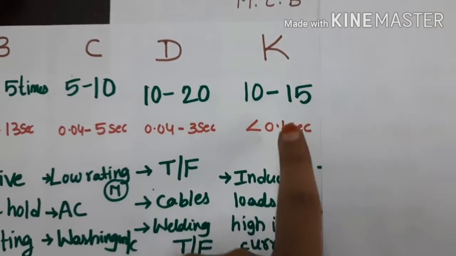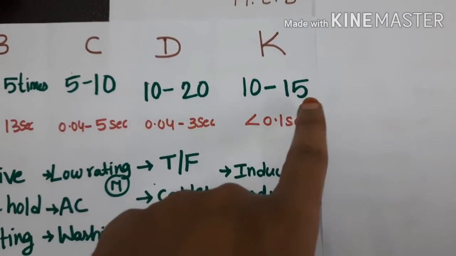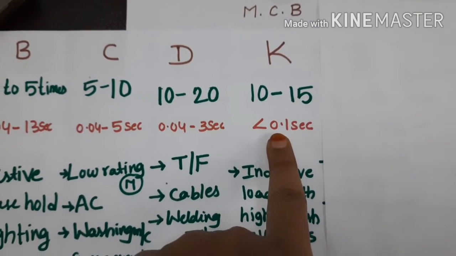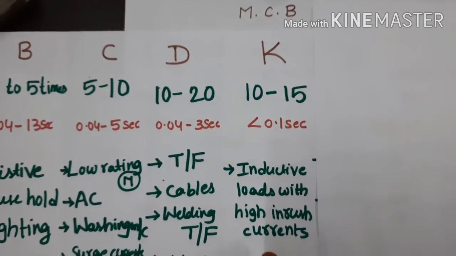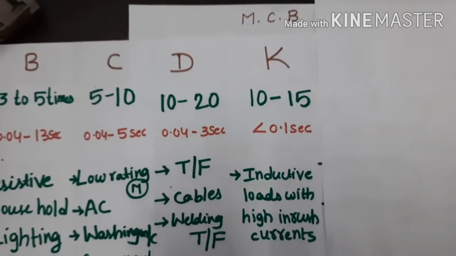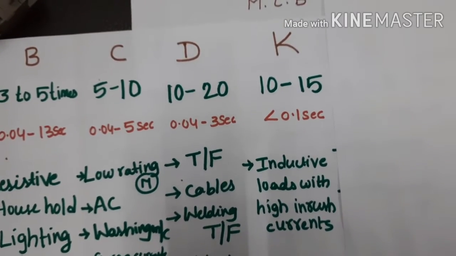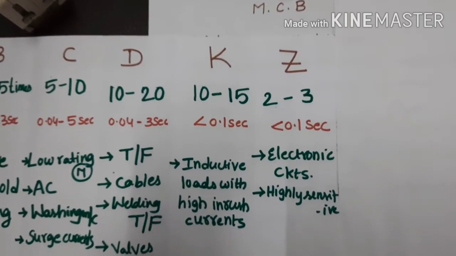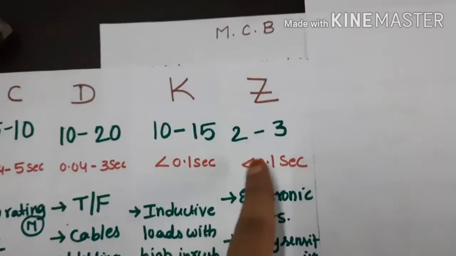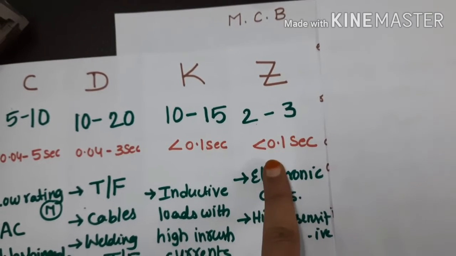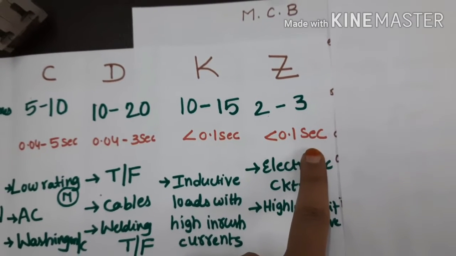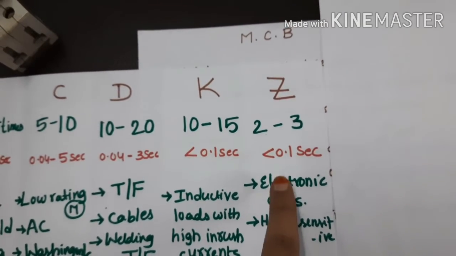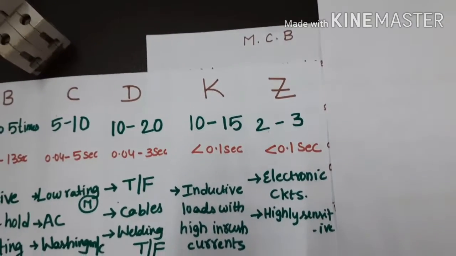Type K MCB. Operating current is 10 to 15 times the nominal current. Operating time is less than 0.1 seconds and its application is highly inductive loads which have very high inrush currents. The last one is type Z. Its operating current is 2 to 3 times the nominal current. Operating time is less than 0.1 seconds. It is used for highly sensitive loads like electronic circuits.